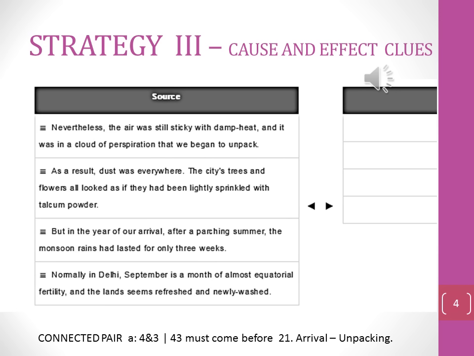4 and 3 are connected because of "normally" and "but", and because of the fact that the equatorial rains, newly washed, and monsoon rains, right? Okay, so equatorial and monsoons, right, being the sort of synonyms. Then 3 and 2 is connected because of the parching summer, and as a result dust was everywhere. And 2 and 1 is connected because dust is everywhere, nevertheless we are perspiring. Okay, so 4, 3, 2, 1 becomes my sequence, and I'm very sure of this sequence now because I have found clues all across, right?